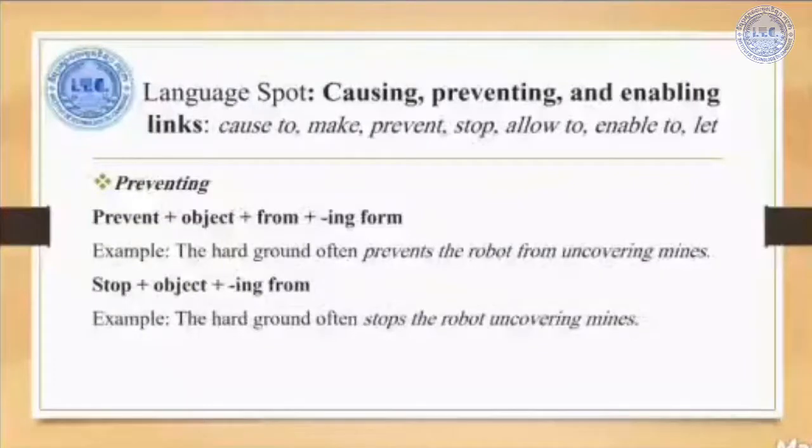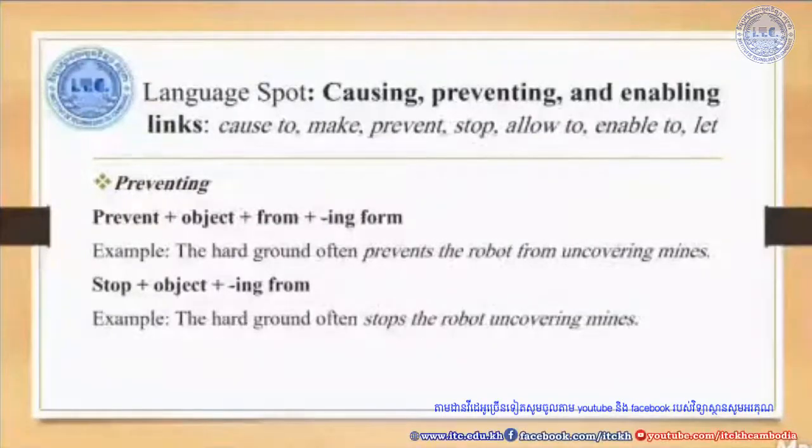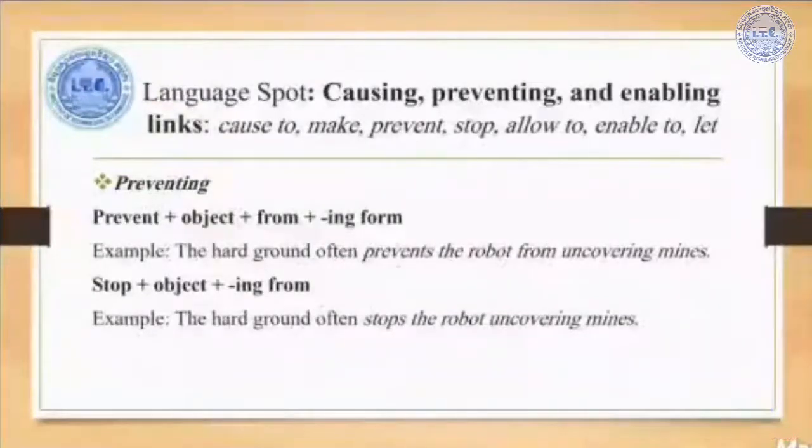Moving on to the second point, which is preventing. Preventing means making sure that something won't happen. For preventing, we have two verbs here. The first one is prevent, and the second one is stop. For prevent, we have prevent plus object plus from plus ing form, and stop plus object plus ing form. I made a small mistake on the slide. So once again, stop plus object plus ing form.